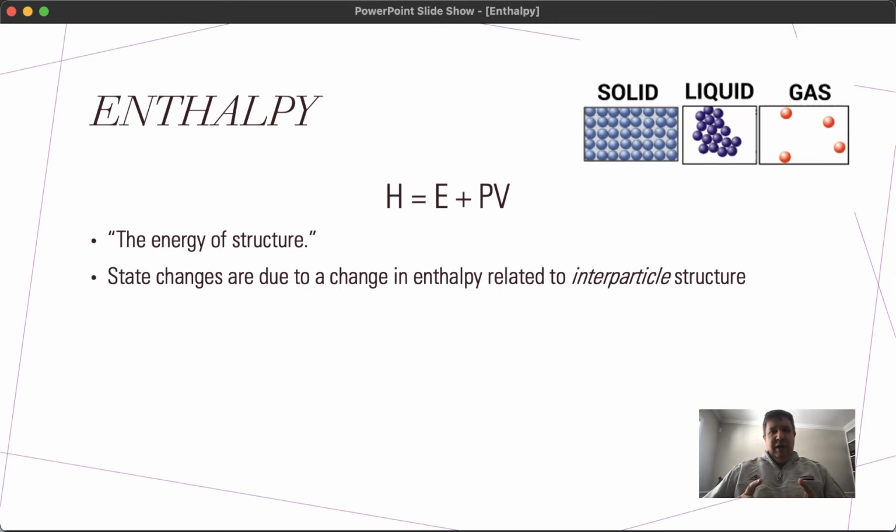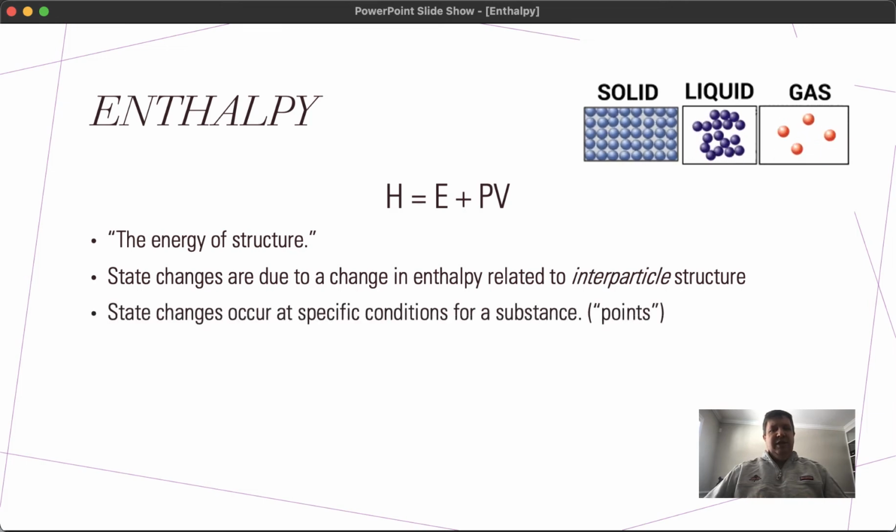So the forces that occur from one atom or one molecule of a substance to the next. We're not talking anything about the chemical bonds when we talk about state changes. It's purely a physical process.